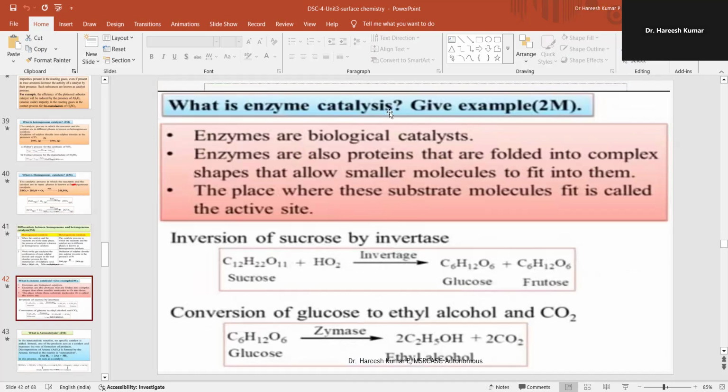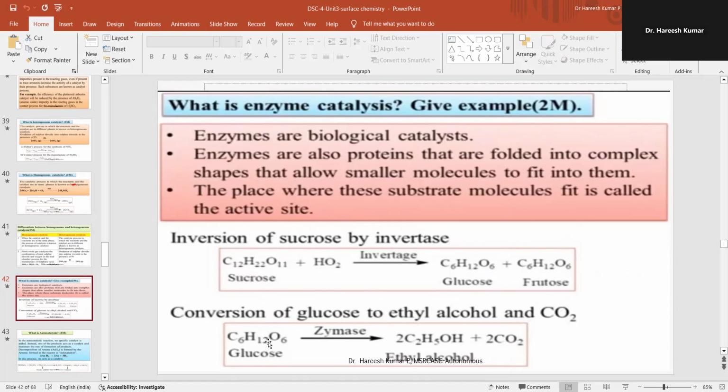What is enzyme catalysis? Give an example. Enzymes are biological catalysts. Enzymes are proteins that are folded into complex shapes that allow smaller molecules to fit into them. The place where these substrate molecules fit is called the active site. One example is the inversion of sugar by invertase. Sucrose is a disaccharide, and on hydrolysis in the presence of the invertase enzyme, it converts into glucose and fructose.